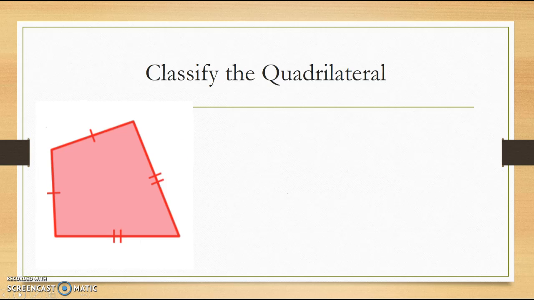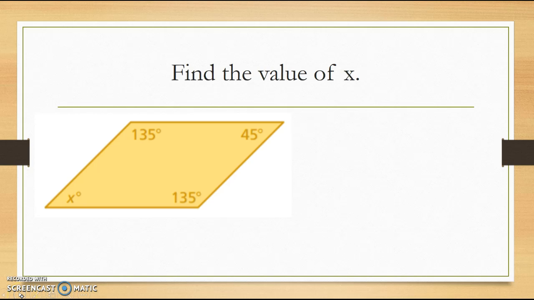Our next slide here, our shape has two sets of congruent sides, but the opposite sides are not congruent. So with this specific picture, this is a kite. Again, looking back at that classification map would help us decide that this was a kite. Our next two slides are going to be actually finding a missing angle measure.